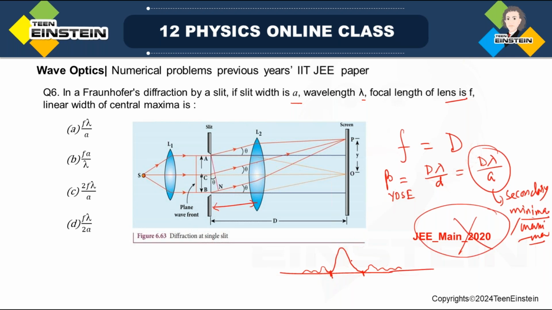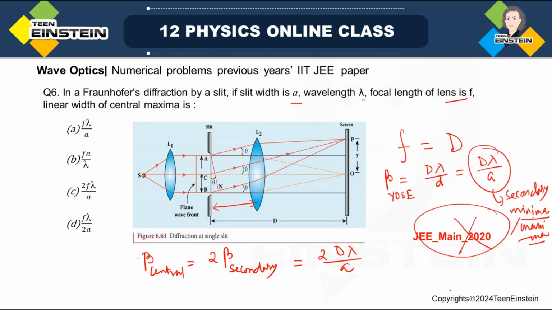Anyway, my point is that, as we discussed yesterday also, the central maximum will have a width twice that of the secondary maxima or minima, twice the secondary fringes. That means 2 into d lambda by a.